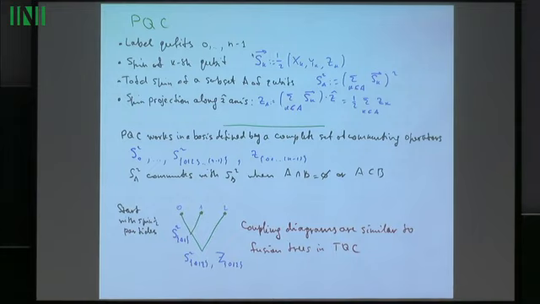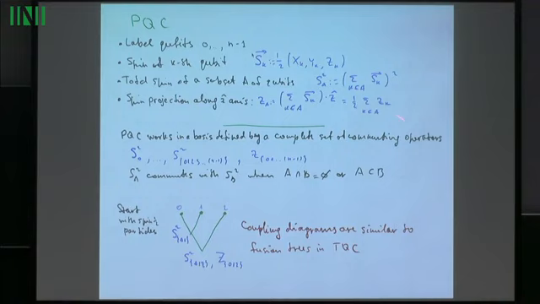So let's label our qubits from 0 to n minus 1. Then we define the spin of the kth qubit as this triple here. And then the total spin of a subset of qubits is naturally defined as just the square of the sum, where k is now within this given subset A. And we also need a spin projection operator along the z-axis, which will be given by this quantity here.